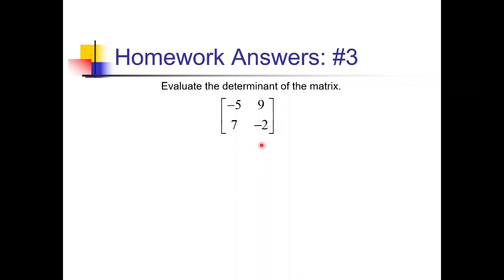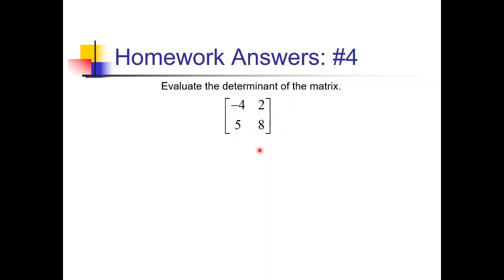For this determinant, we have to do top down minus bottom up in terms of multiplying. So we've got negative 5 and negative 2 getting multiplied together, and then going the other way we're going to have a minus 7 times 9. This is 10 minus 63, so negative 53.